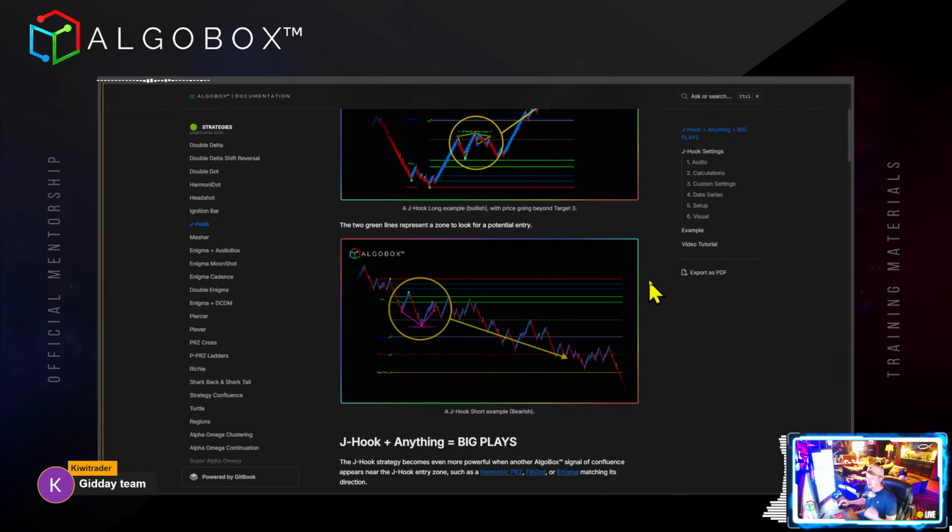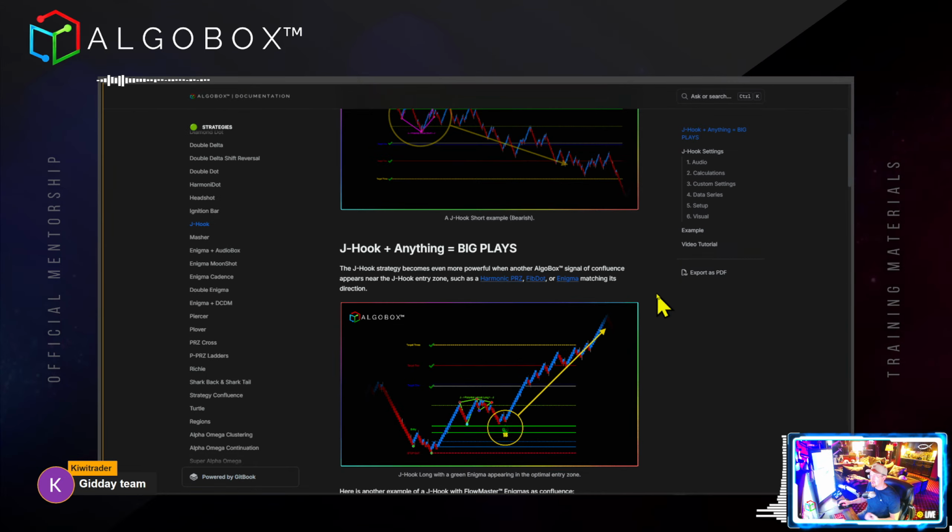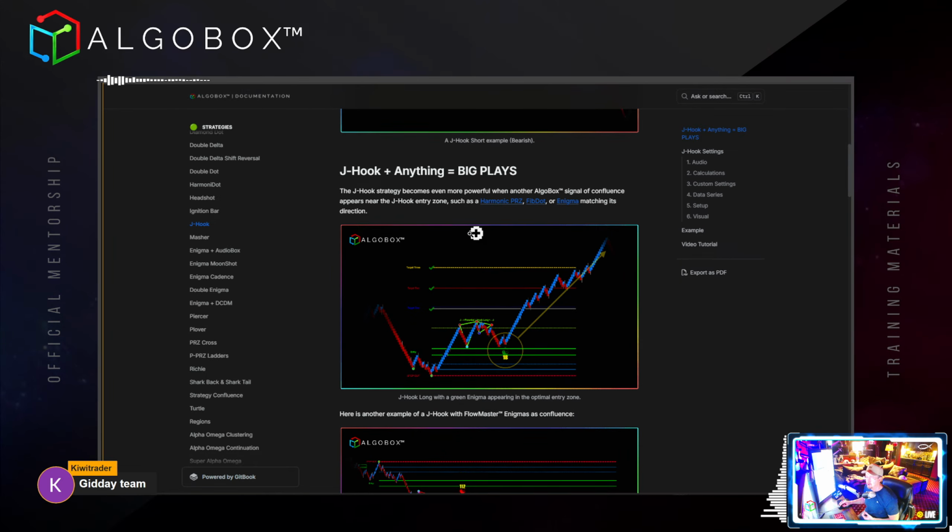Again, when you see these, you're gonna know what I'm talking about, because a lot of these, when these don't play out, it's a deep one. Oh, I love it. Here we go. Here are some of my favorite plays. J-hook plus anything equals big plays right there.